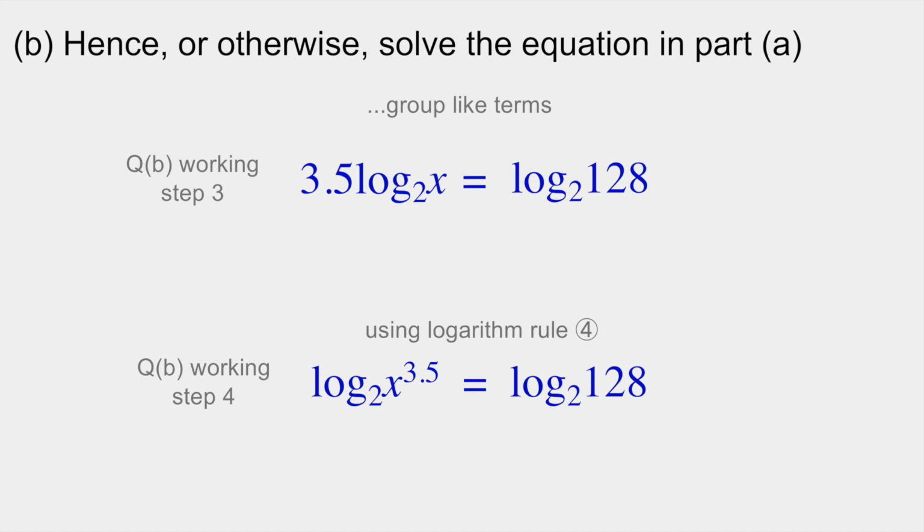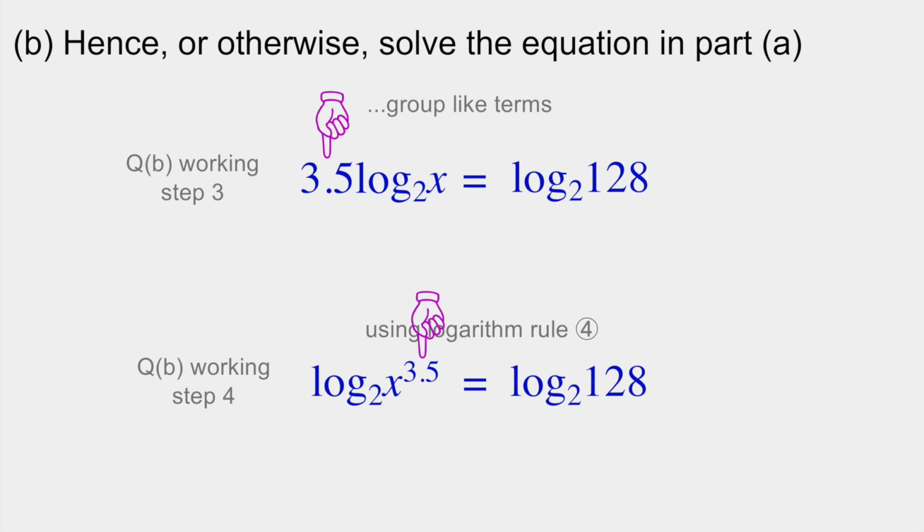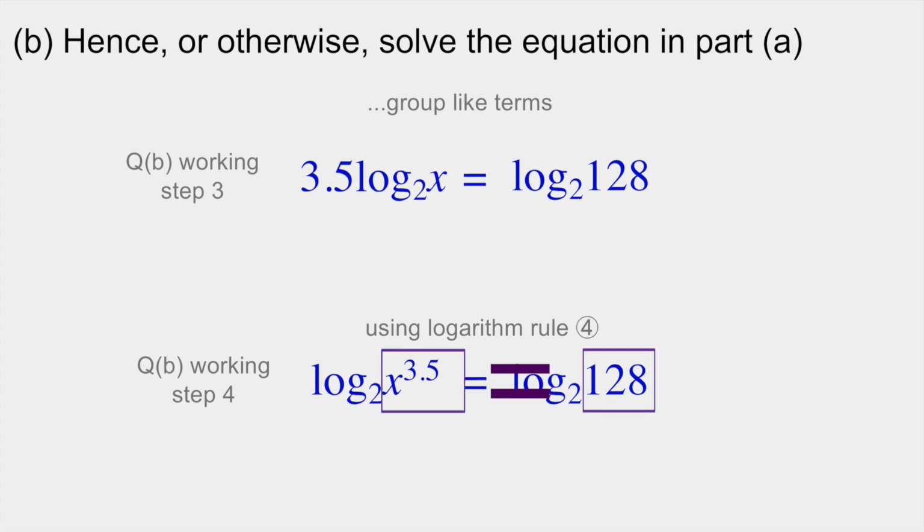So I'm going to use the logarithm rule number 4, but this time again in reverse, so that I make the coefficient into a power. So now that log base 2 becomes x to the power of 3.5. And now I've landed at a situation where I've got the log base 2 of something equals the log base 2 of something else. And so therefore, logically speaking, I can now get rid of those logs because x to the power of 3.5 should be the same thing as 128.